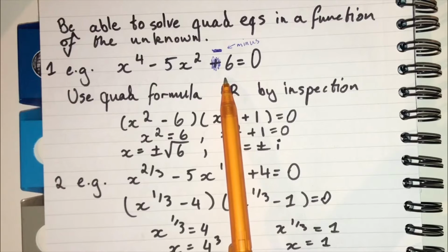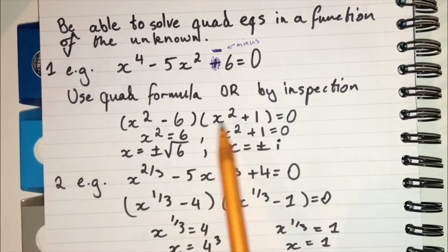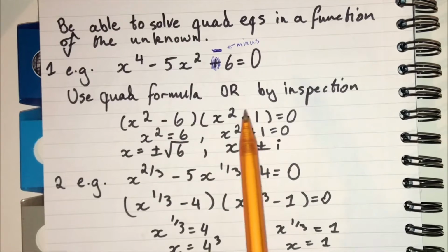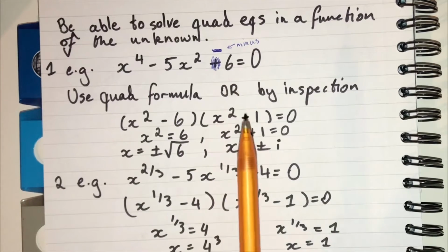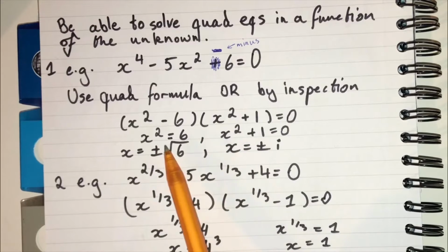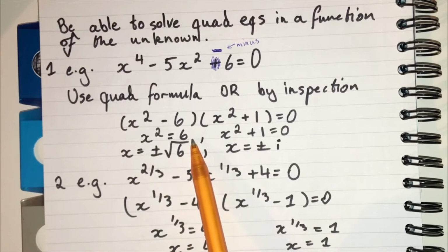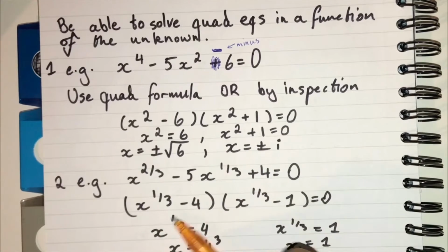Two numbers that multiply to get minus 6 and add to get minus 5 need to go in these two brackets. The ones I've chosen are minus 6 and plus 1. So minus 6 plus 1 is minus 5, and minus 6 times 1 is minus 6. That must mean, if you've watched the other videos, this should make sense, that x squared equals 6 or x squared plus 1 equals 0.